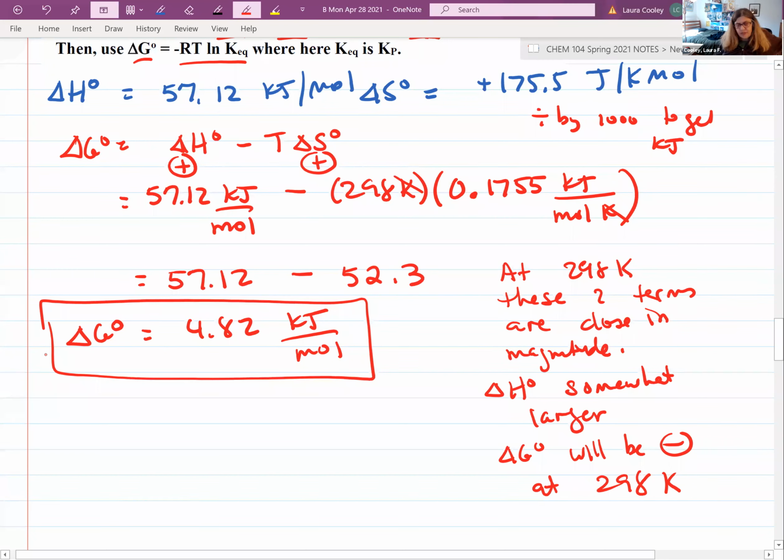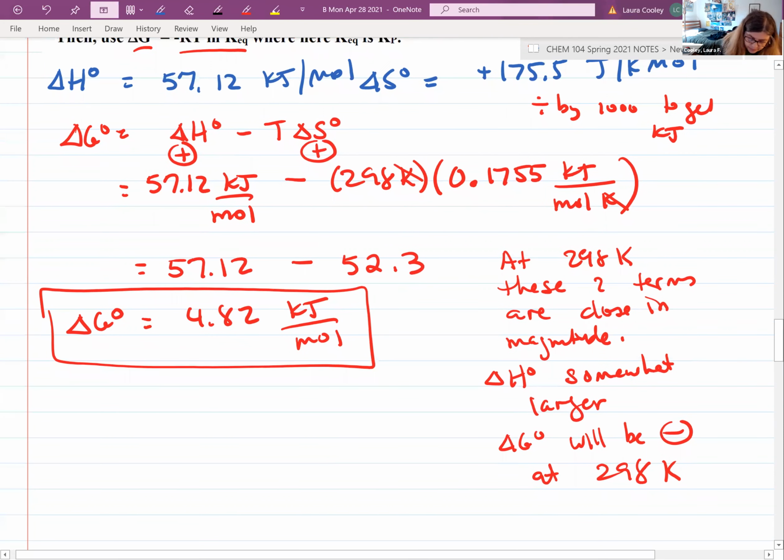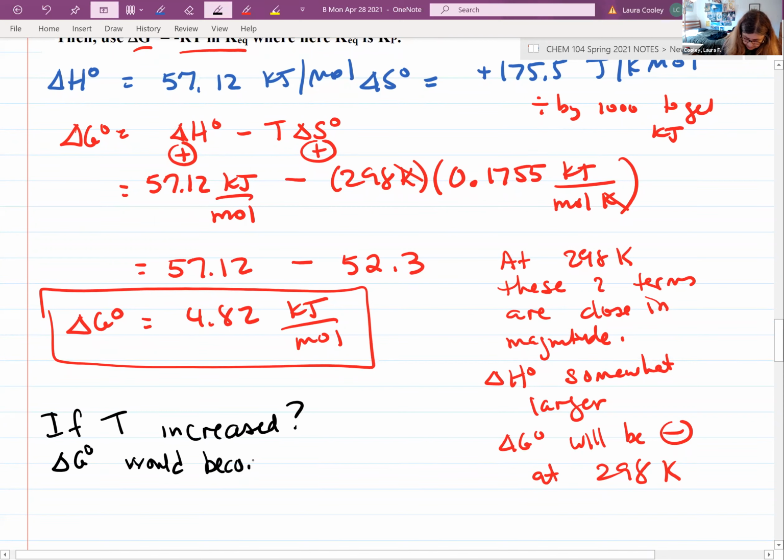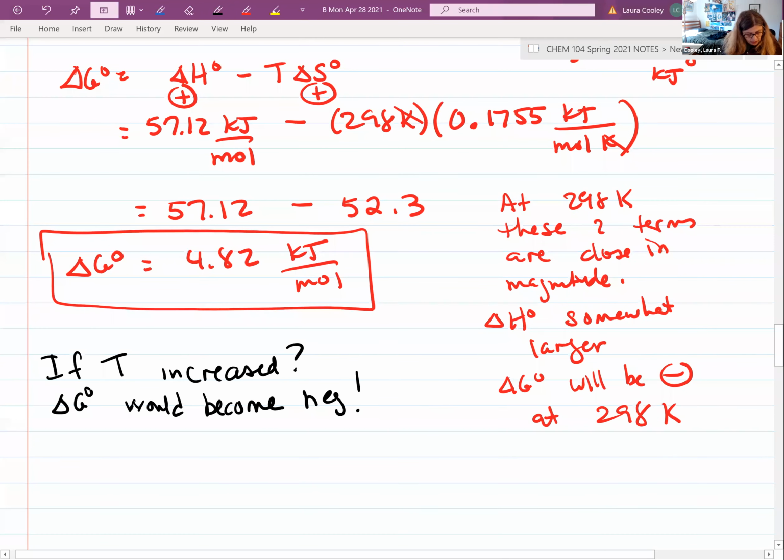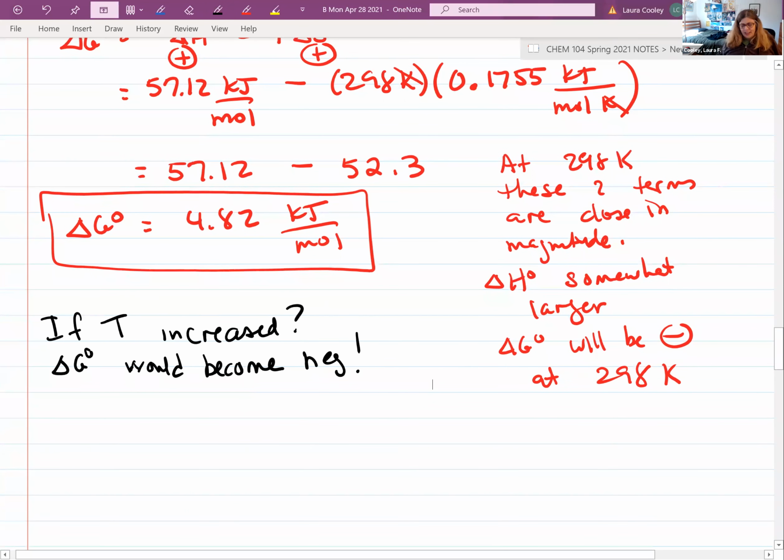So what happens if the temperature goes up? What's going to happen to the delta G? So if the temperature were to be higher, delta G0 would become negative. Okay, but we're not up to that part of the problem yet. We're going to do that next.